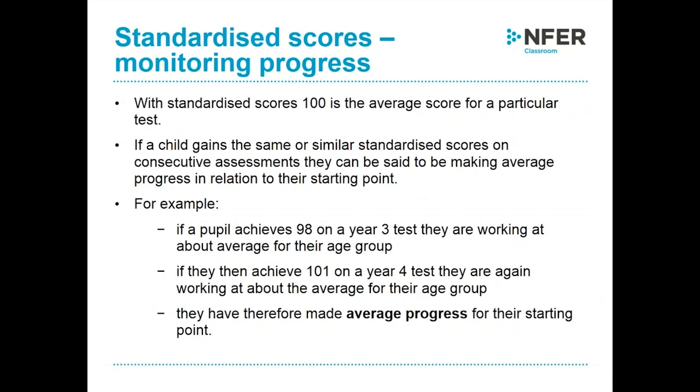For example, if a pupil achieves 98 on their Year 3 test, they are working at about average for their age group. If the next year they then achieve 101 on a Year 4 test, they are again working at about the average for their age group. They have therefore made average progress for their starting point.